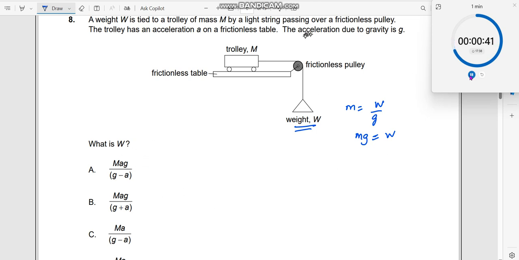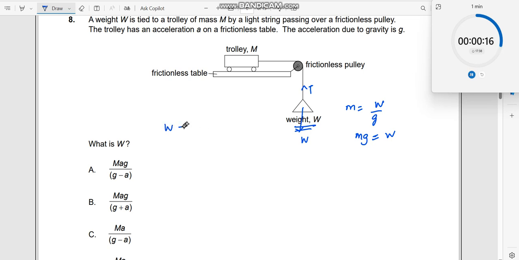Then, frictionless pulley, trolley has an acceleration A on the table. The acceleration due to gravity is g. What is W? The starting point is to draw the free body diagram. What is the free body diagram for this object? This should be W itself and this should be T here. Though usually we write mg, here I am writing mg as W.